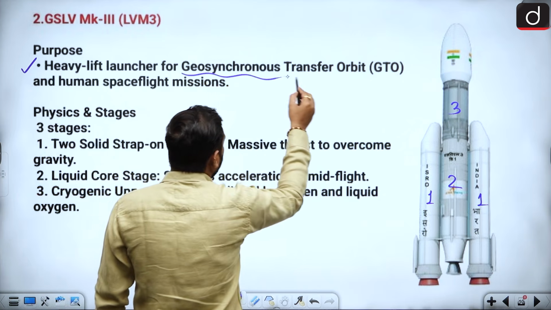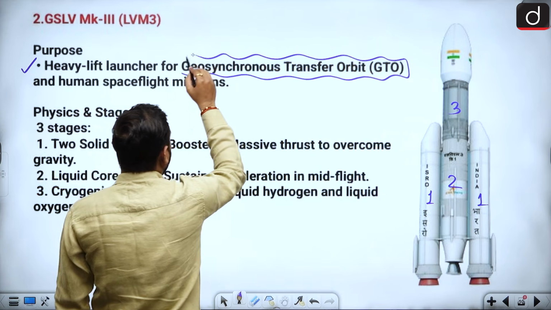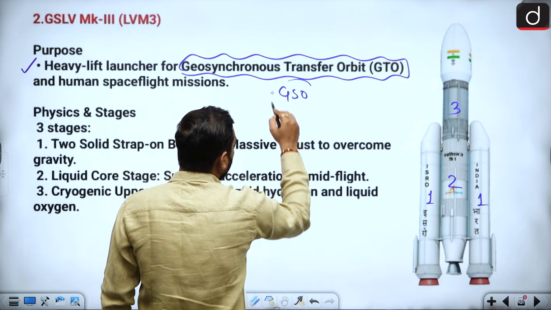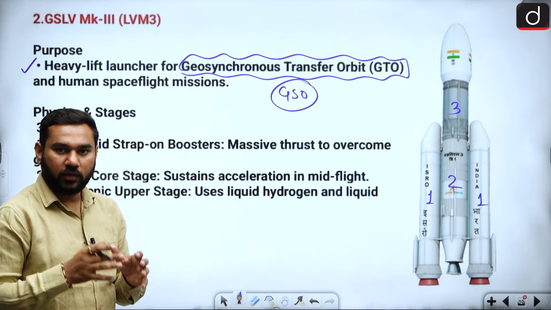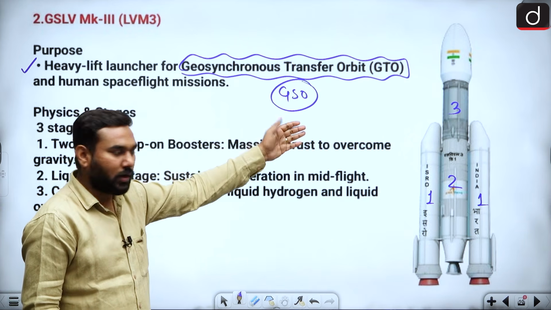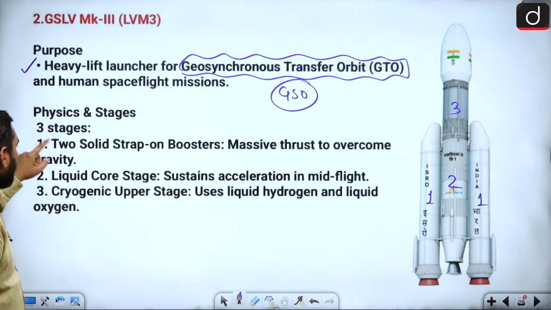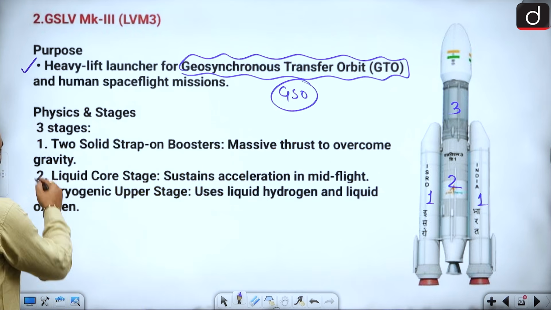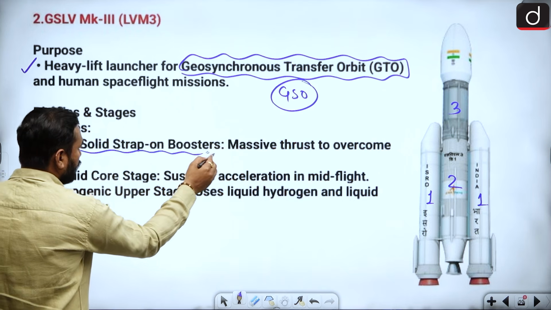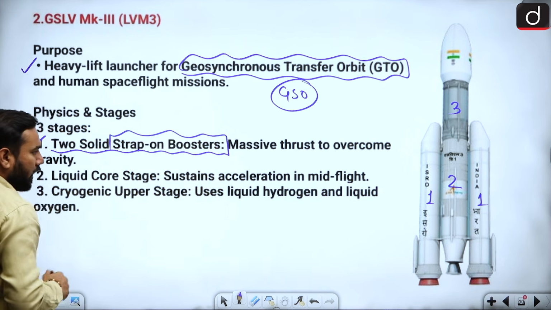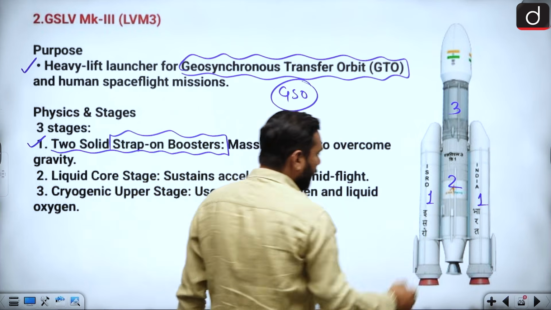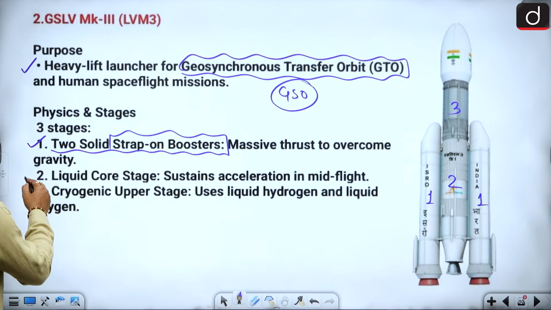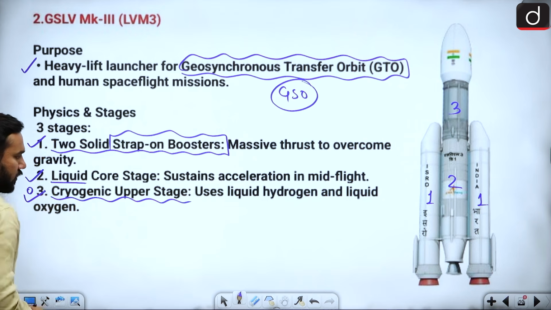This is called GTO, and GTO is the place which is used for placing the satellite in GSO. So when you want to place the satellite in geostationary or geosynchronous orbit, you need to leave it in GTO. So GTO is the place we reach by GSLV, and there are 3 stages. The first one has 2 solid strap-on boosters. Strap-on boosters means they help in uplifting. So the first is the solid booster. The second is a liquid core, and the most important one, the third, is the cryogenic upper stage.